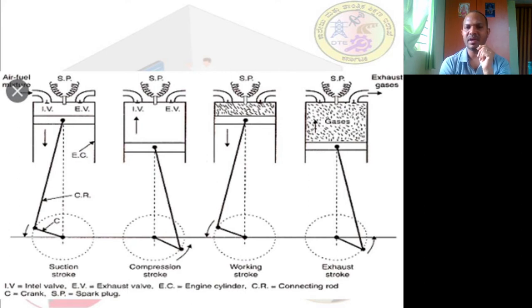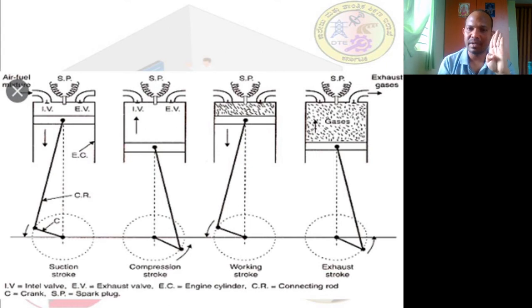The second one is a compression stroke. In the compression stroke, both inlet valve and outlet valve are closed. So what happens? Piston moves from bottom dead center to the top dead center. Second point. Third point, the fresh charge, that is the petrol and air mixture inside the engine cylinder, will be compressed to a very high pressure and temperature. Is it clear?